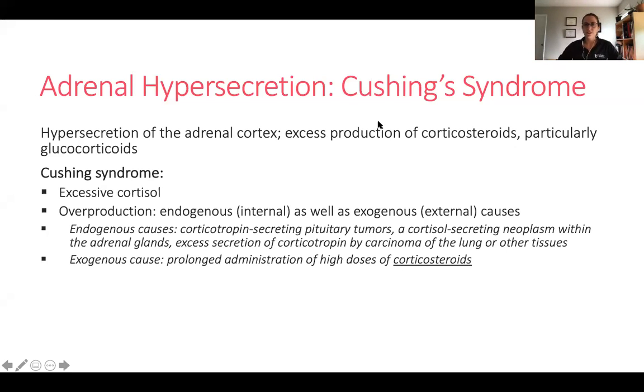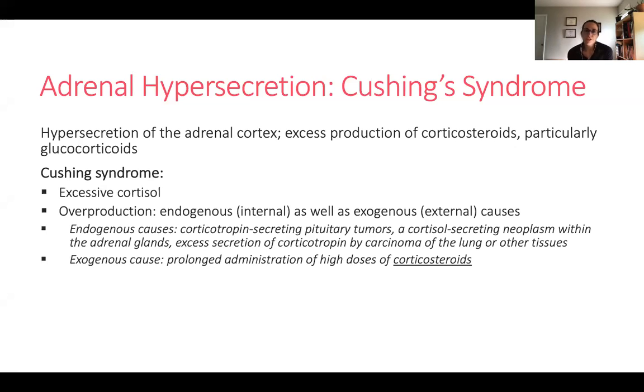So Cushing syndrome is another disease process with the adrenal glands. So that is when there is over-secretion of the adrenal cortex. So they produce excess corticosteroids, in particular the glucocorticosteroid. One of these conditions is called Cushing syndrome, and that is when there's excessive cortisol.